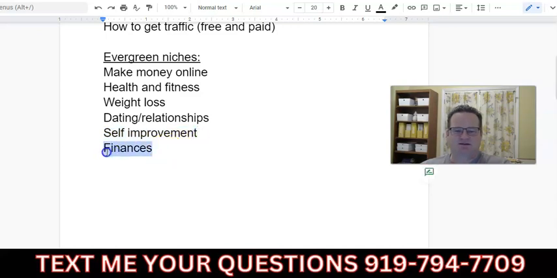And then finances. And again, these are not all the evergreen niches. There's definitely more. But these are just some common evergreen niches that are always of interest to people. And there are lots and lots of people, tens of millions, if not hundreds of millions, that all the time are looking for information in these areas. And they're going online to look for it, okay?